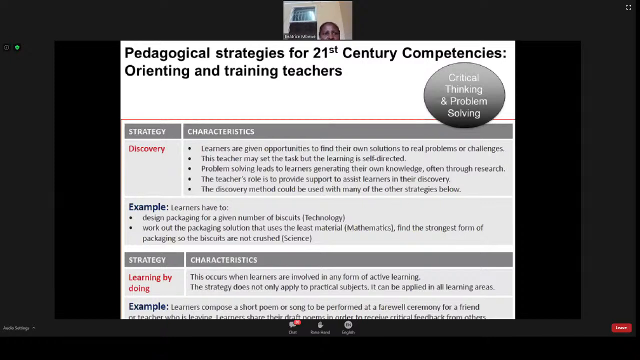As I earlier said, these are already prescribed. These are some of the pedagogical strategies that we use. As you can see, we have discovery and learning by doing. These strategies capture critical thinking and problem solving, as you can see from the examples, where in discovery, learners are given an opportunity to find their own solutions to real problems or challenges. The teacher may set the task, but the learning itself is self-directed. So these two capture critical thinking and problem solving.